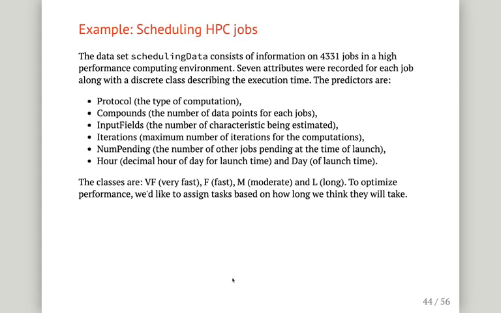Now let's look at one last data set that we might use for classification. This data set's kind of interesting. It is the scheduling data set. This is information on 4,331 jobs in a high-performance computing environment. High performance computing refers to using server-based computing to execute a task much faster than you might be able to on your home computers.